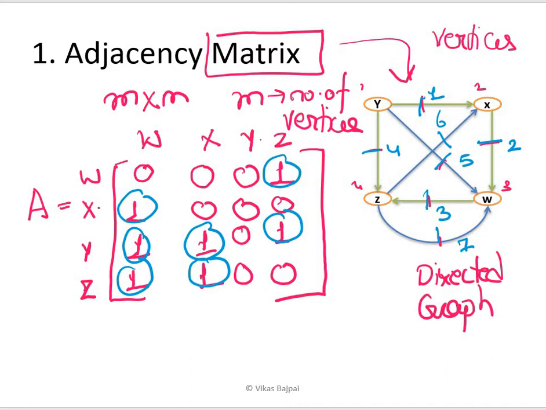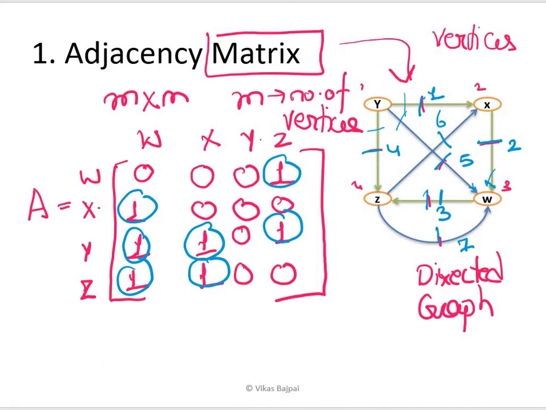Another point is that in order to verify whether you are doing it correctly, just see how many arrows are emerging out from each vertex. From W, this is coming in, this is coming in, this is the only one which is going out, so I've entered 1 here. From X, only 1 arrow is leaving. From Y, there are 3, so 3 ones. From Z, I have 2 arrows leaving, so I have 2 ones. That's how we verify our answer.